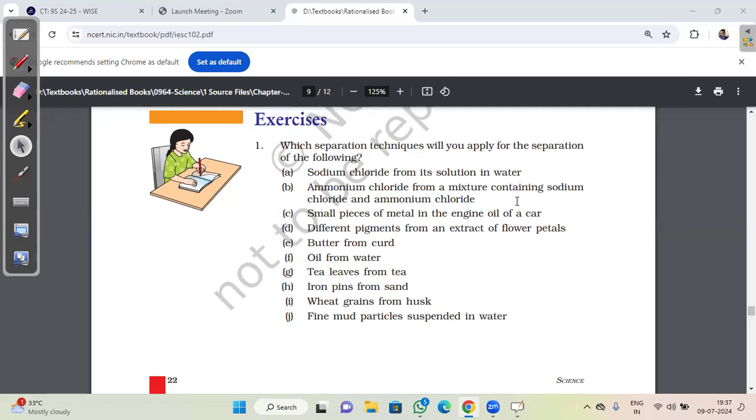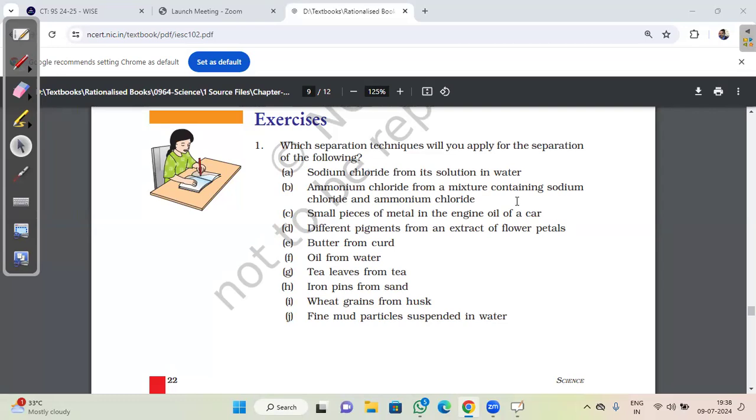Then small pieces of metal in the engine oil of a car. Evaporation? Filtration. We'll use the filtration method to separate the mixture. Then different pigments from an extract of flower petals. Chromatography. Then fifth one is butter from curd. Centrifugation.